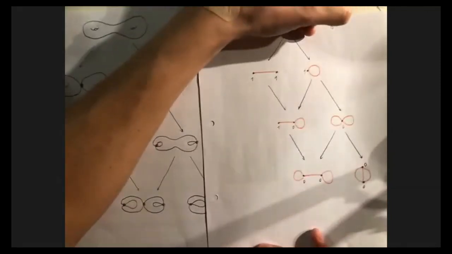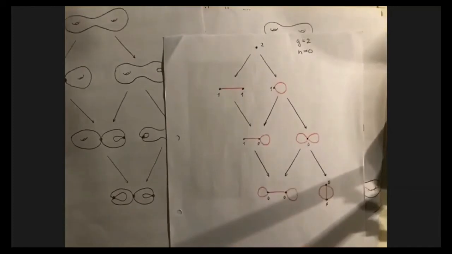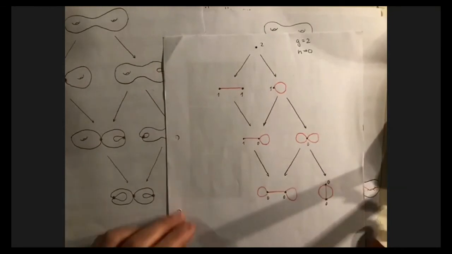And so this is for genus 2 and n equals 0. These are all the stable graphs that we can find. And then we can perform the decorating and finding the polynomial and so on.